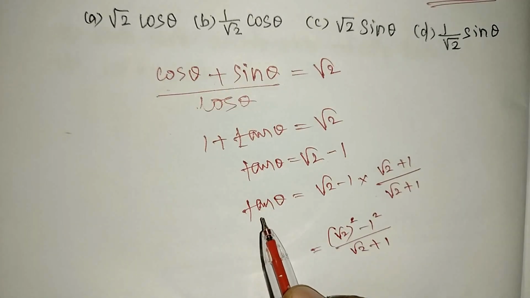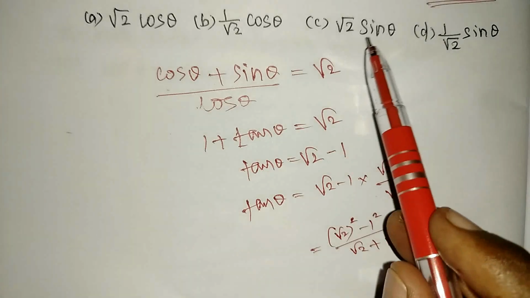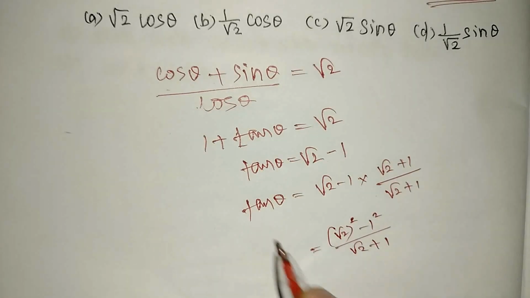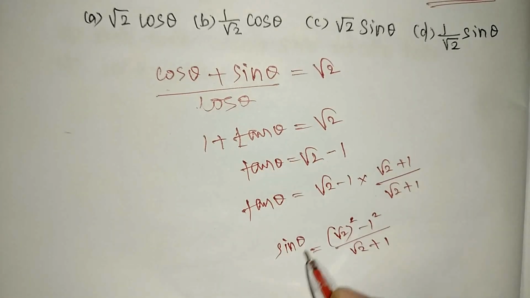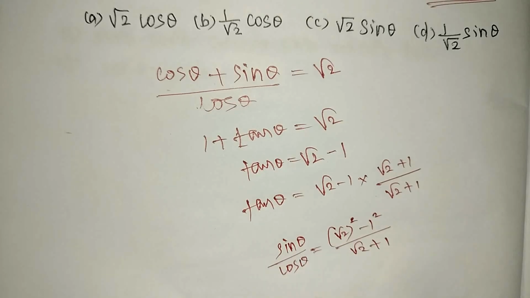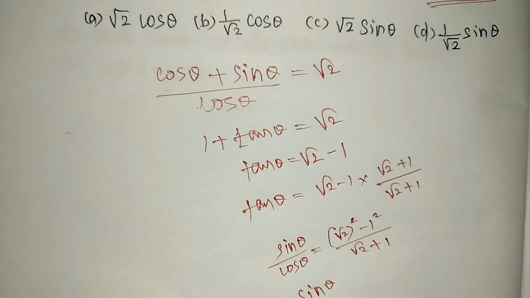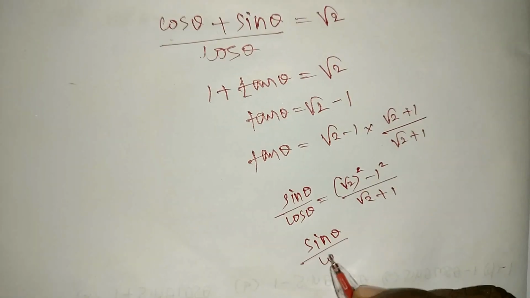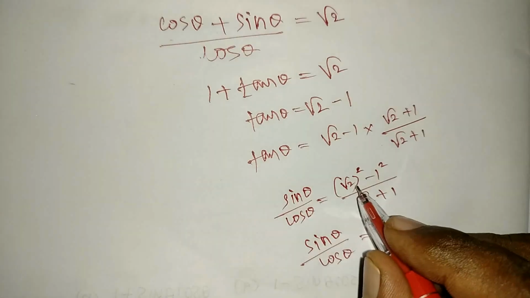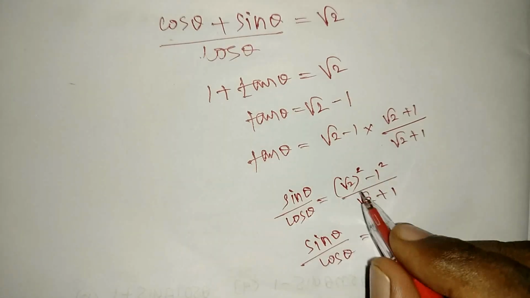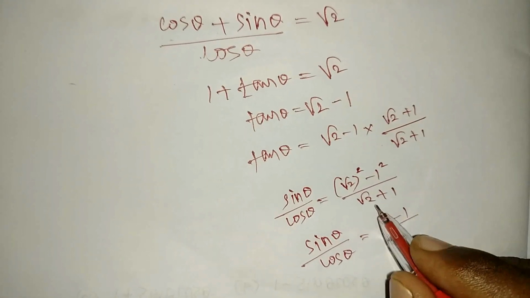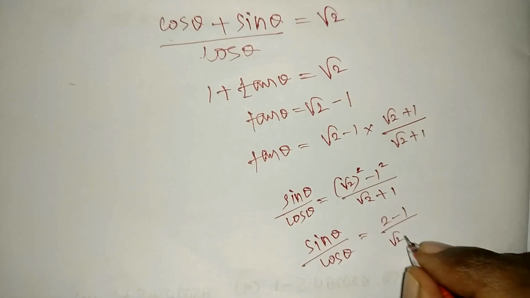Tan theta. But see, in the answer, we have everything in sin and cos. So better you change this into the form of sin theta divided by cos theta. Okay, now let's simplify this. Sin theta divided by cos theta is equal to root 2 square, which is 2, minus 1, divided by root 2 plus 1.